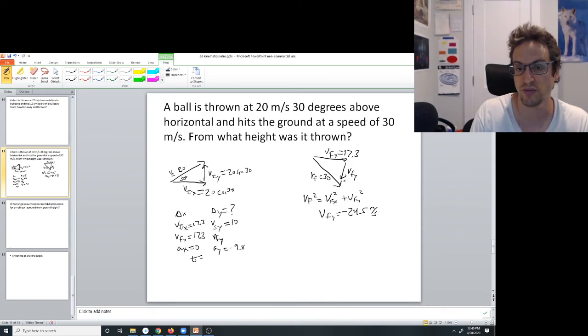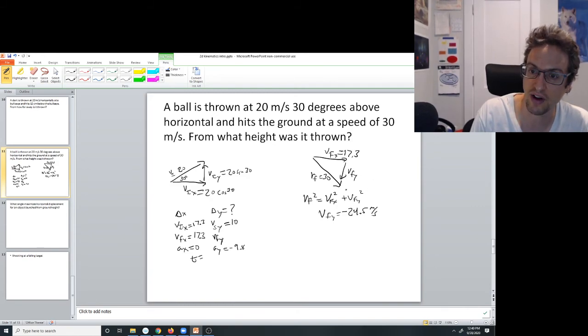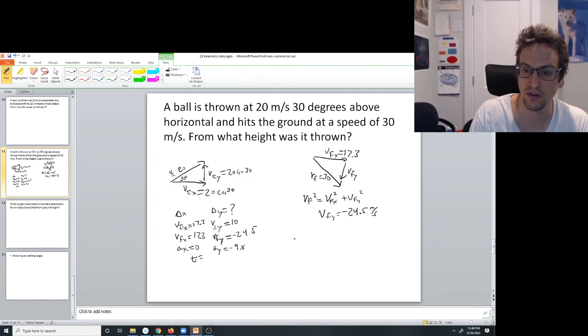It doesn't really matter in this, actually, well, depends on how you're solving this problem. It may or may not matter. But I do know that it's going down in the y direction, so it's got to be negative 24.5 in the y direction. That leaves me with three variables in the y direction, which means I can solve for the fourth.